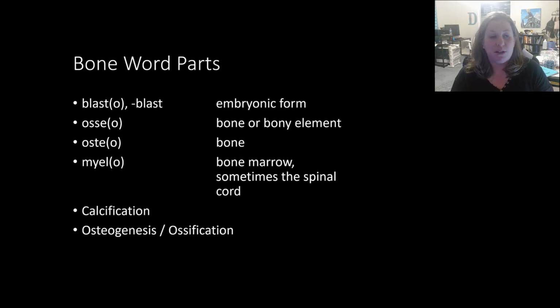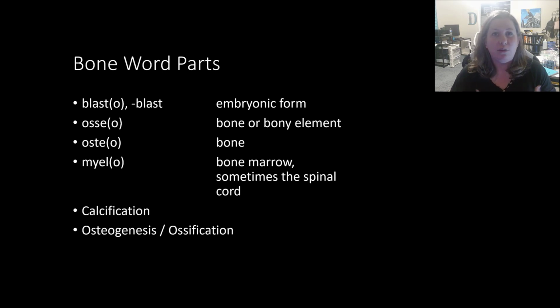Let's talk about some bone word parts. So we have blast or blasto. That is an embryonic form. A lot of times we would call it an osteoblast, a chondroblast, and it's an early stage cell. These guys are the ones that are going to be more metabolically active.